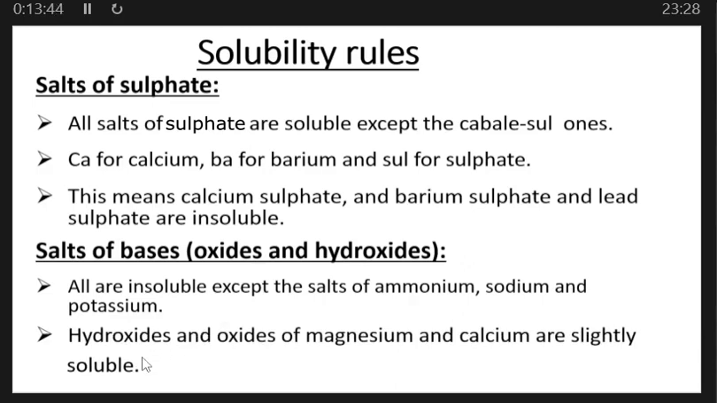So we are saying hydroxides and oxides of magnesium and calcium are slightly what? Soluble. So these ones are considered to be slightly soluble. So hydroxides and oxides of magnesium and calcium are slightly soluble. If they are slightly soluble, then definitely they are not soluble. All right. So now let's look at the methods of preparing salts, or of salts preparation.